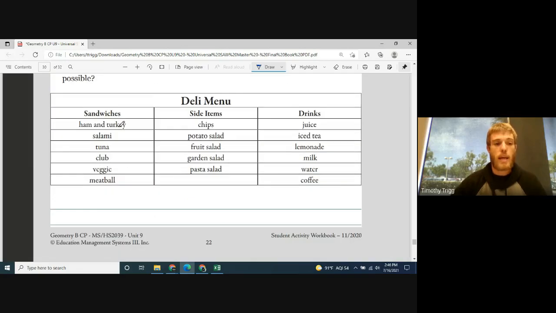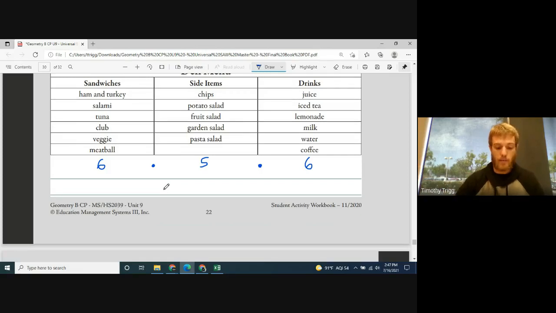Well, you would take however many different options you have for sandwich. So in this case, 1, 2, 3, 4, 5, 6. So you have 6 different options for sandwiches. You have 5 different options for a side item. And you have 6 different drinks to choose from. So the fundamental counting principle says we just multiply these together to get the total number of different outcomes we can have. So 6 times 5 times 6, which is 180. So there's 180 different lunches that you can make.